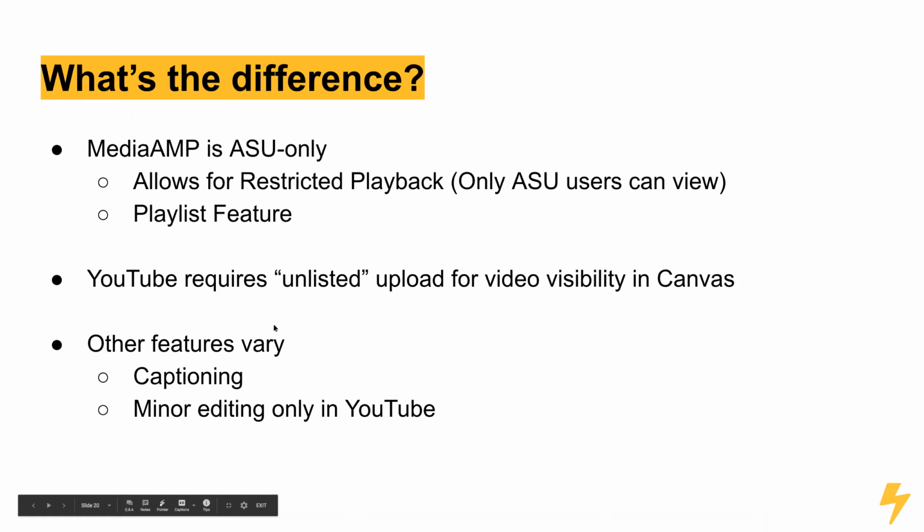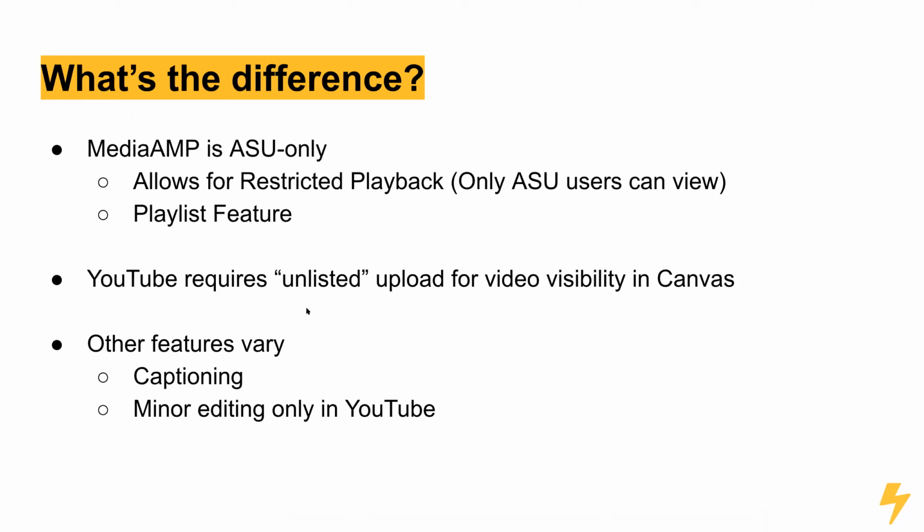With YouTube, on the other hand, it requires that unlisted upload for video visibility in Canvas. And then again, it's not ASU only like MediaAMP is. So if you have, say, a person in your class that really liked that lecture and wants to share it with someone outside of ASU who is not a student, they will be able to do that because they have the link to the video. So that's something to consider there.